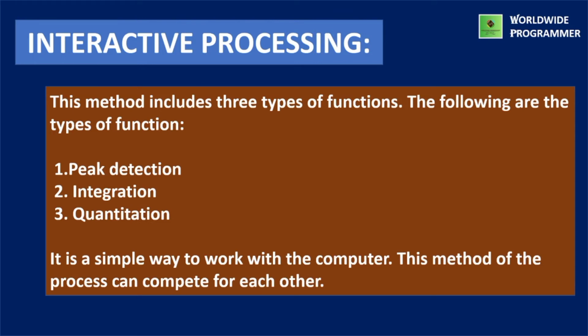Next method is interactive processing. This method includes three types of functions: the first one is peak detection, the second one is integration, and the last one is quantitation. It is a simple way to work with the computer. This method of the process can compete for each other.